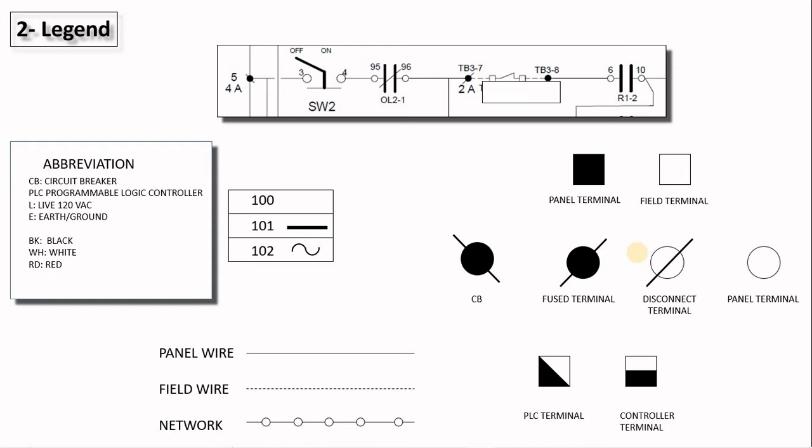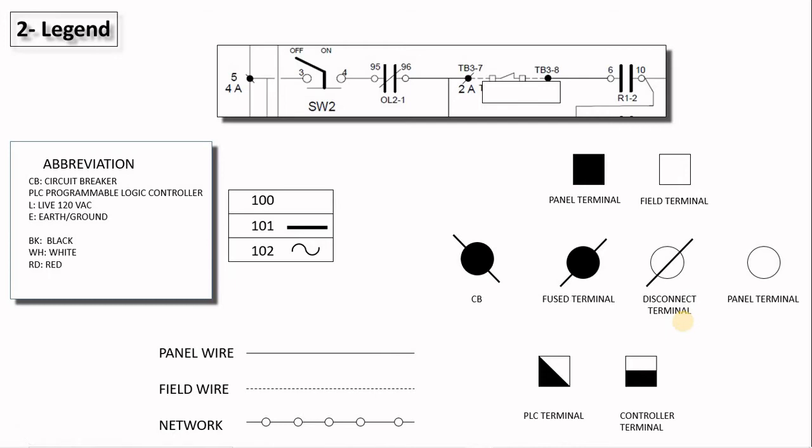The second thing is that your legend and abbreviations are very crucial for understanding your drawing. So if you look at this drawing, you can see here there is a black dot with a line in it, like a slash, which is to the left side, which means it's a fused terminal. If it is on the left, it is a circuit breaker. Right is fused. Open one, it's a disconnect terminal.